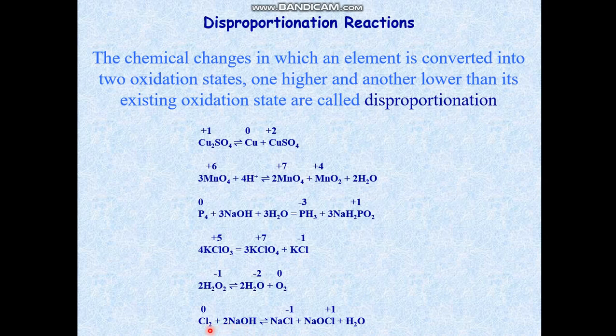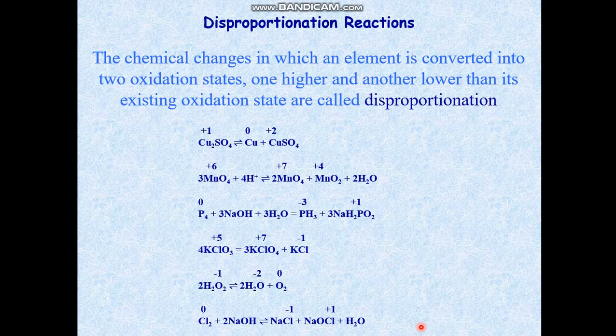So the oxidation number of Cl in Cl2 is 0. It decreases by 1 in sodium chloride, where it is -1, and increases by 1. It is +1 when it forms NaOCl. So these are the examples of the disproportionation reactions.